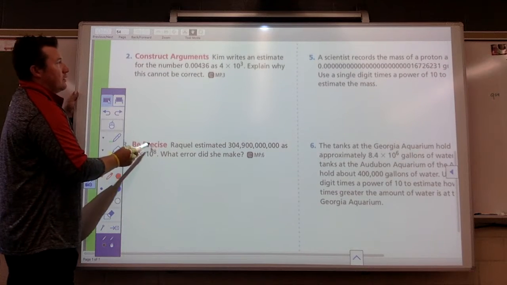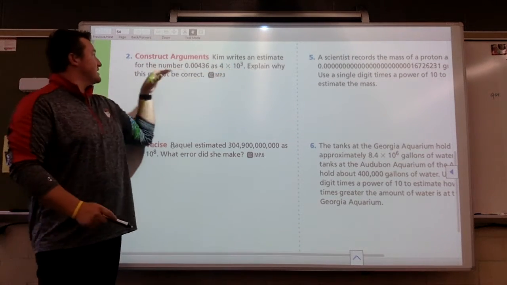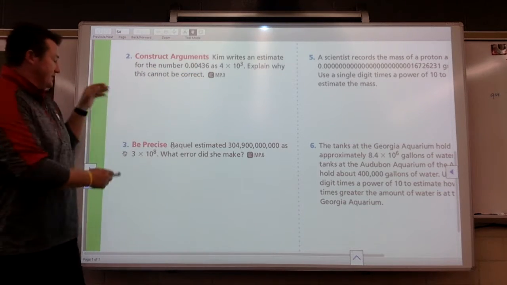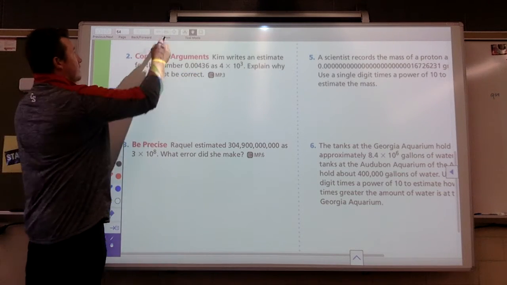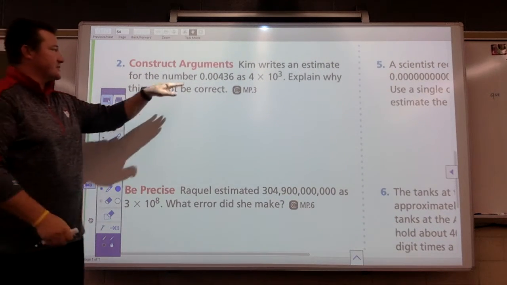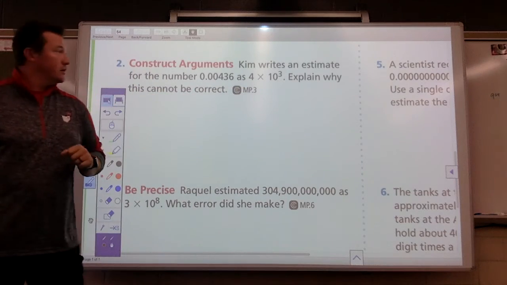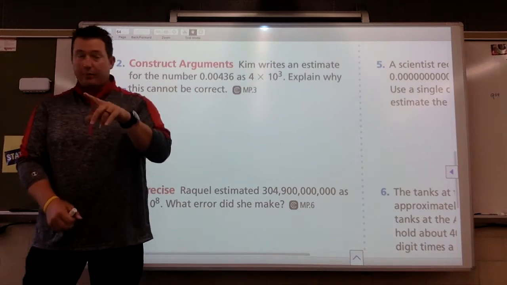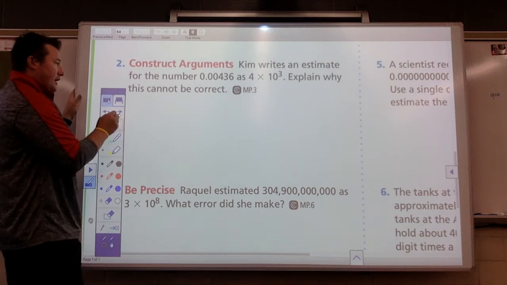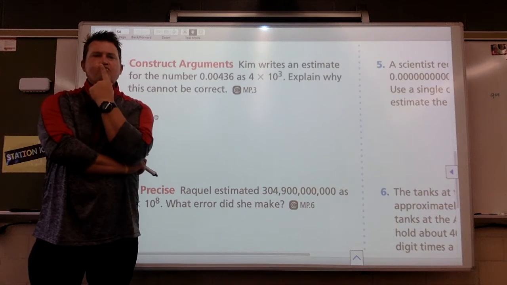All right. Let's see what Kim does here. Kim writes an estimate for this number. And she writes it as 4 times 10 to the third power. Explain why this cannot be right. Why is she wrong?